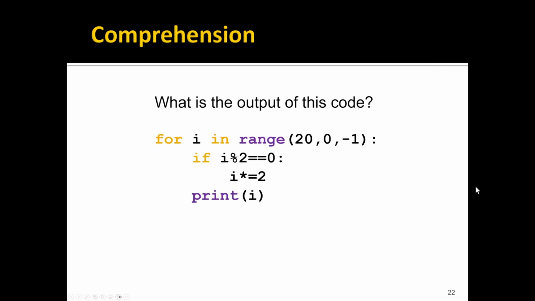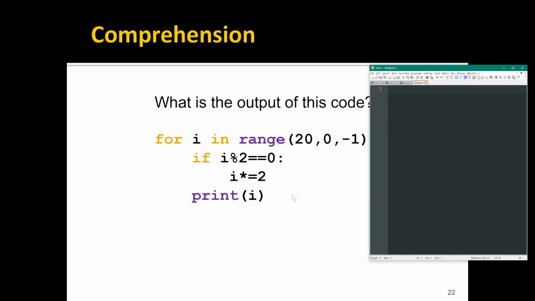Okay, let's do one more comprehension. This one's a bit shorter, thankfully. What is the output of this code? So let's go back to our variable table here. We have a for loop that creates a variable called i, and a range 20, 0, -1. So that's starting at 20, ending at 0 exclusive, and decrementing by 1 with each iteration. So that's 20, 19, 18, 17, all the way down.